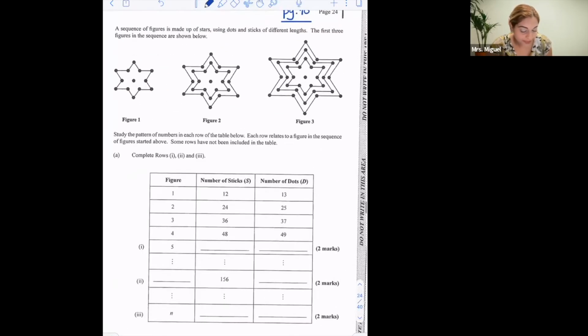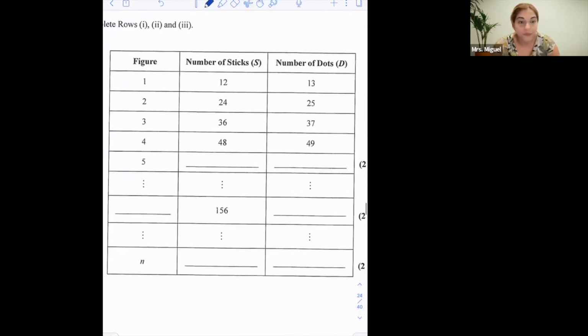Okay. So a sequence of figures is made up of stars using dots and sticks of different lengths. The first 3 figures in the sequence are shown below. We're not really concerned with the star, we're concerned with the figure here. We have 2 columns, the first column being sticks and the second column being dots. For those of you who are working out the question, the number of sticks here is 156. So we will use this formula to find 156, and that will give us n.